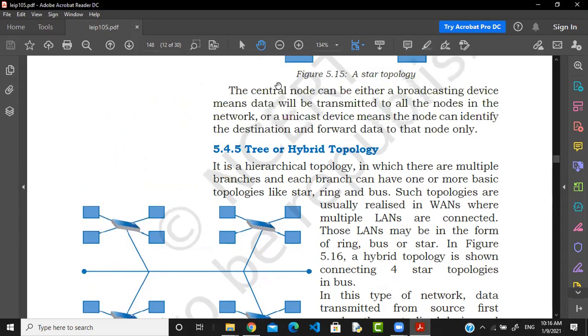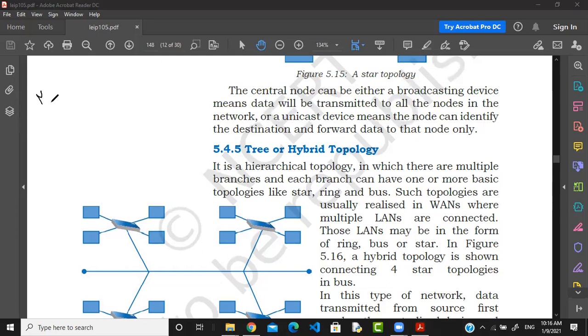Now the topologies are over, so let's revise them once again. The first topology you learned is the mesh topology. Second is the ring topology. Then the bus topology, then the star topology. Sorry, star, not start. So mesh, ring, bus, star, hybrid, and one more topology, which is known as the tree topology. So these are the topologies.